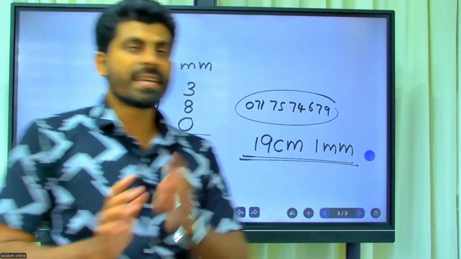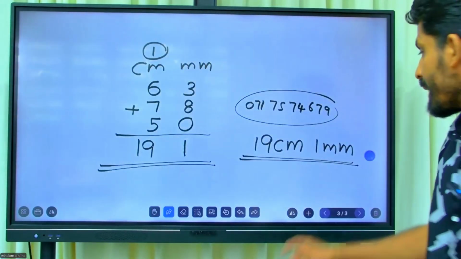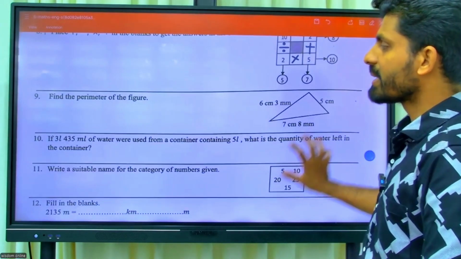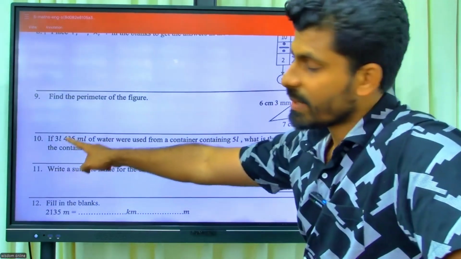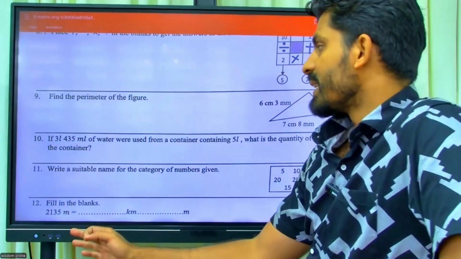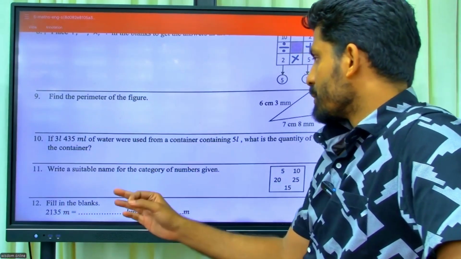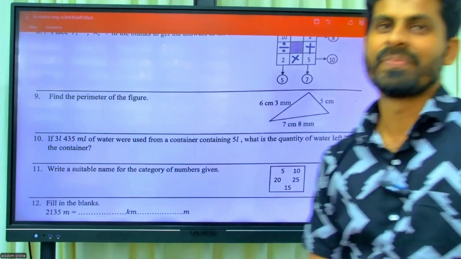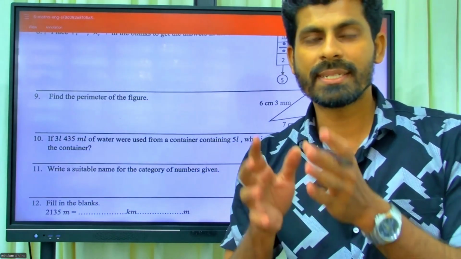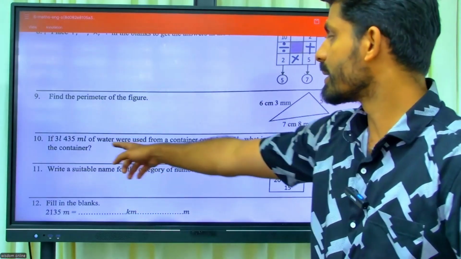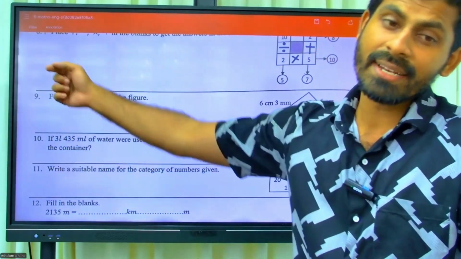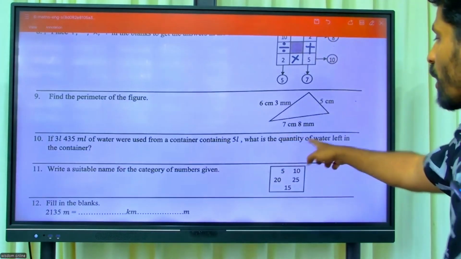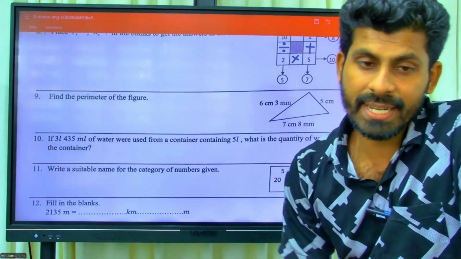Right. Question number 10. Look at this one. 3 liters 435 milliliters of water were used from a container containing 5 liters. 5 liters is the total capacity. From 5 liters, they used 3 liters and 435 milliliters. So what is the quantity of water left in the container?